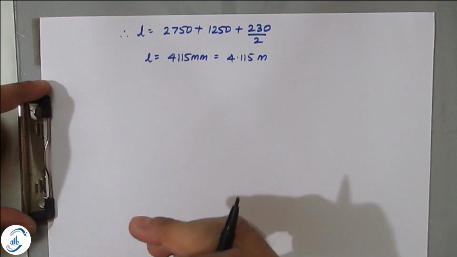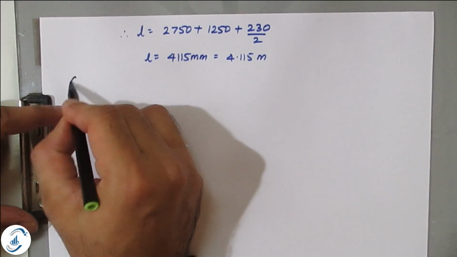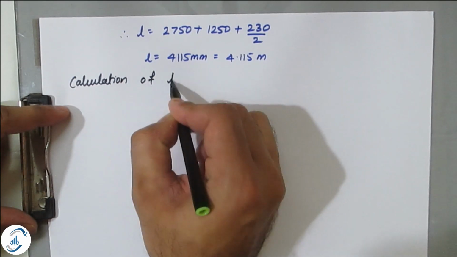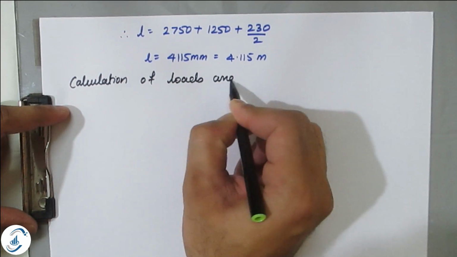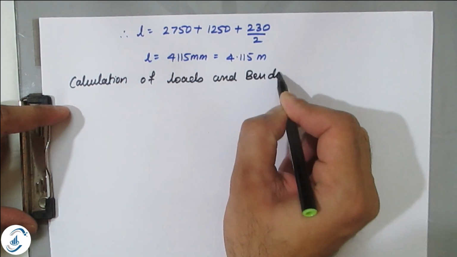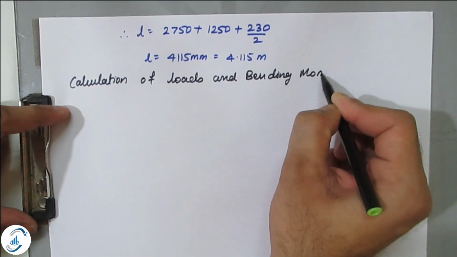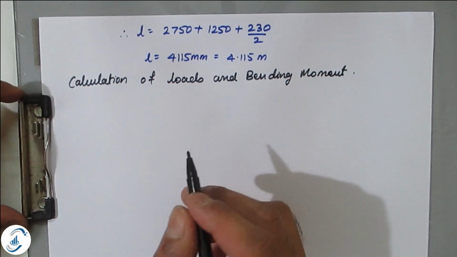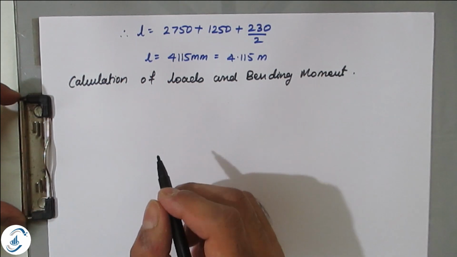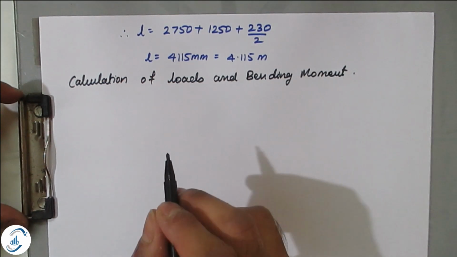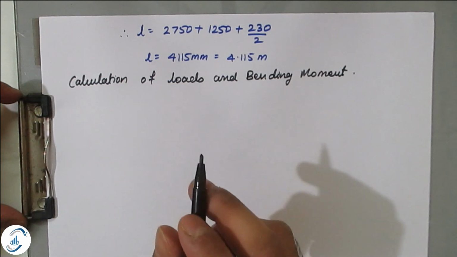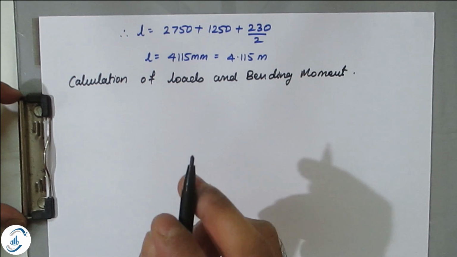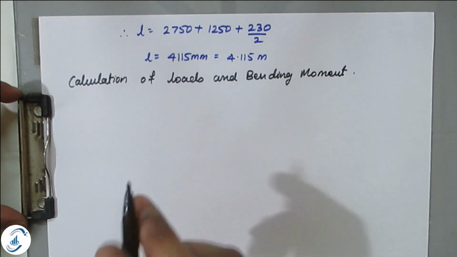Once you calculate the effective length, then we have to start the calculation of loads and bending moment. So the next step will be calculation of loads and bending moment. Now you have to assume a thickness of waist slab. How much to assume? That is given by the thumb rule, that is 40 mm to 50 mm per meter span. This is the thumb rule you have to follow to assume the thickness of waist slab.